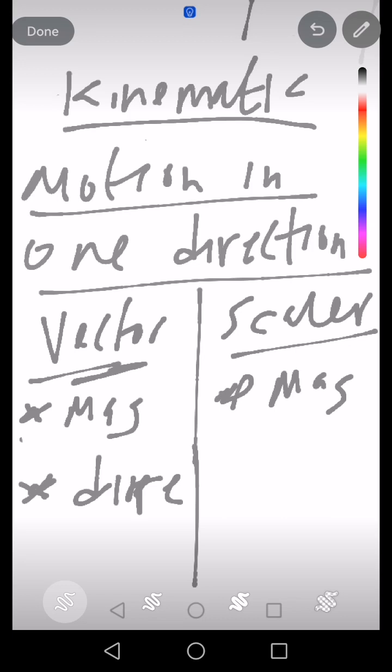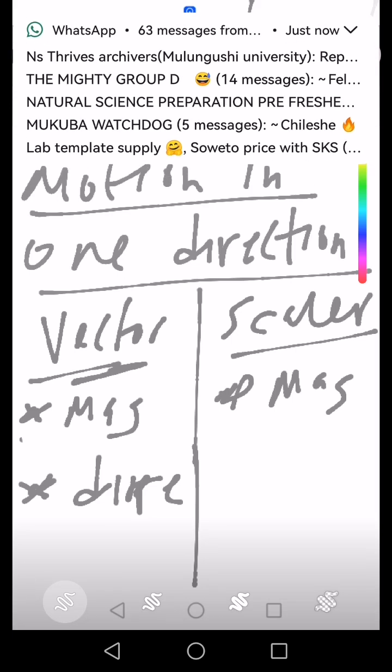Examples: distance and speed are examples of scalar quantities. Vector quantities are displacement, velocity and acceleration. Those are the key things you need to know. So let's define each quantity. We need to know what each quantity means.